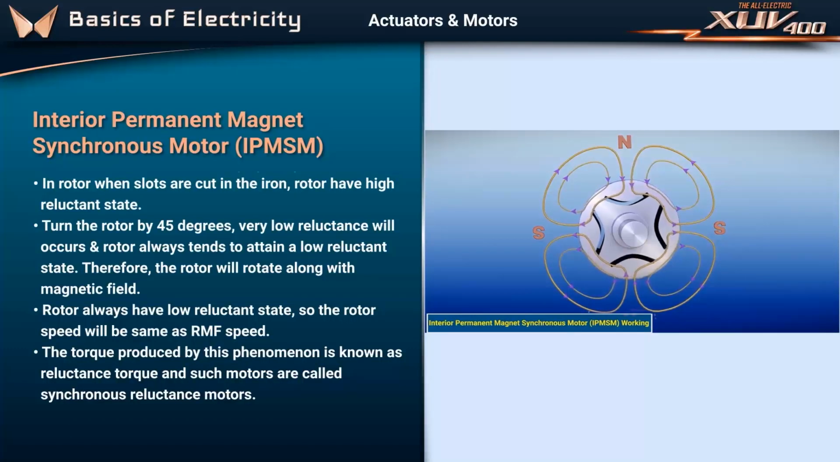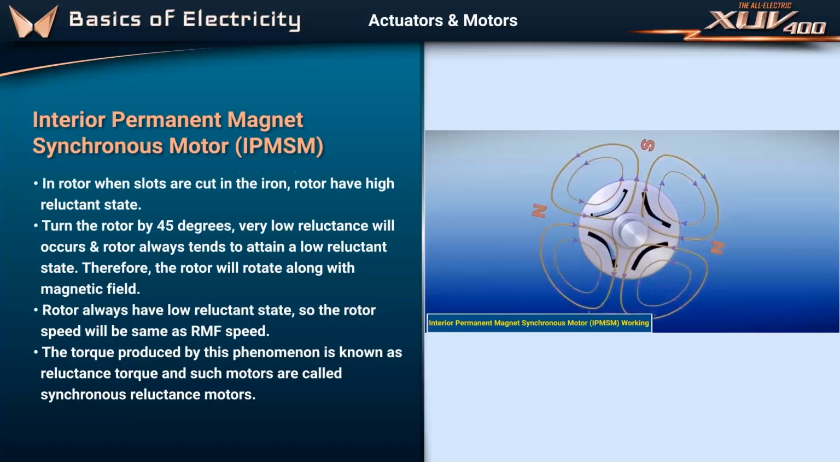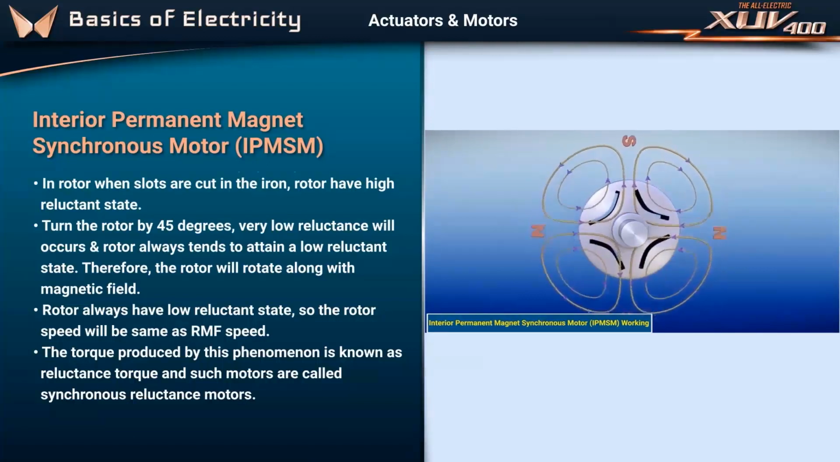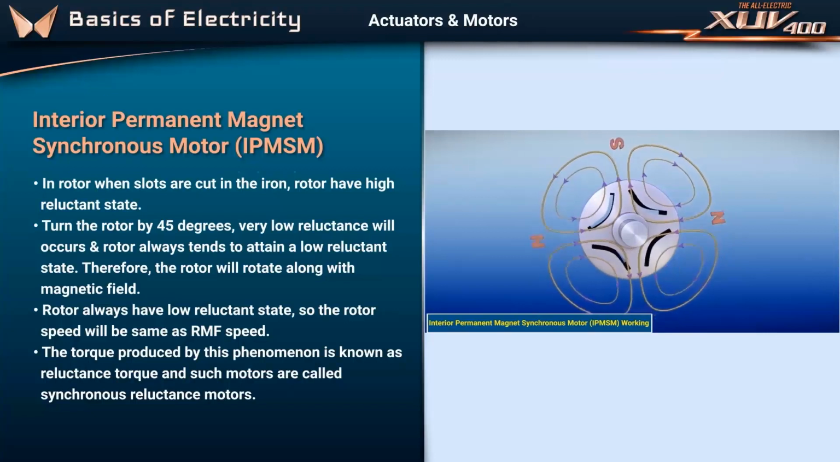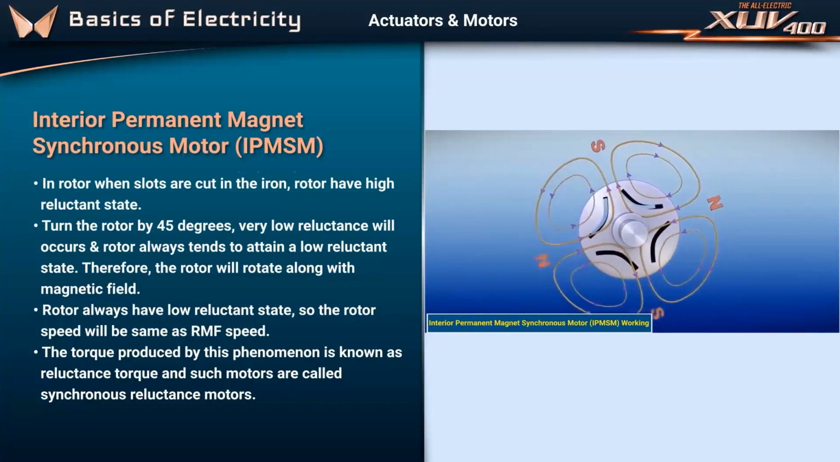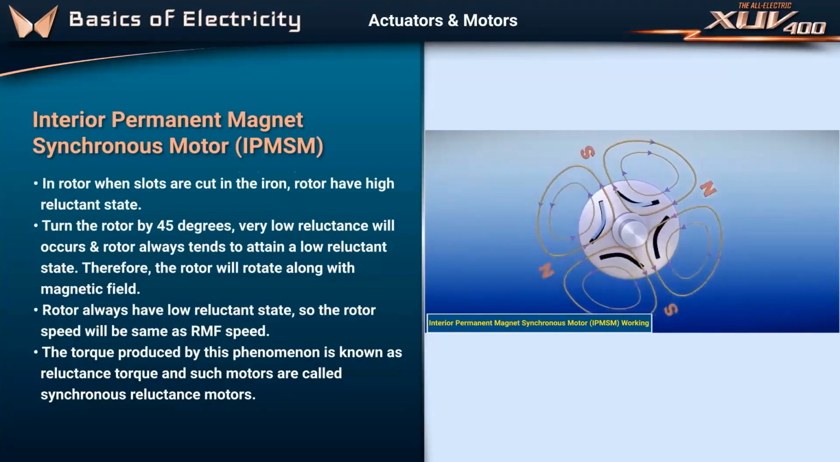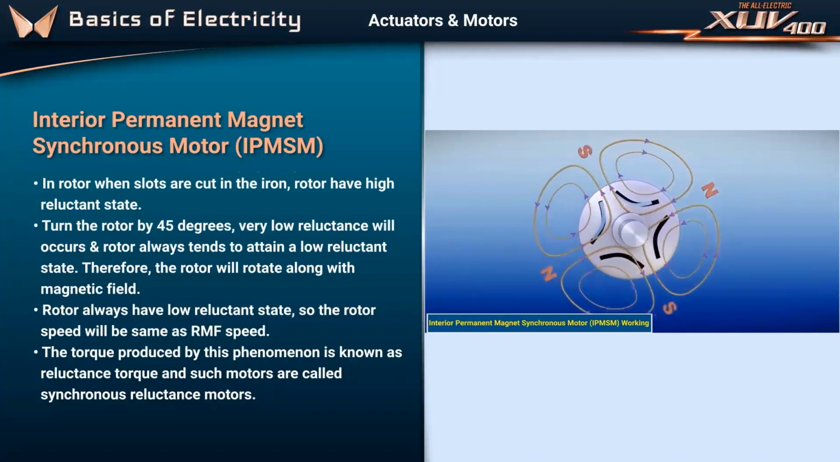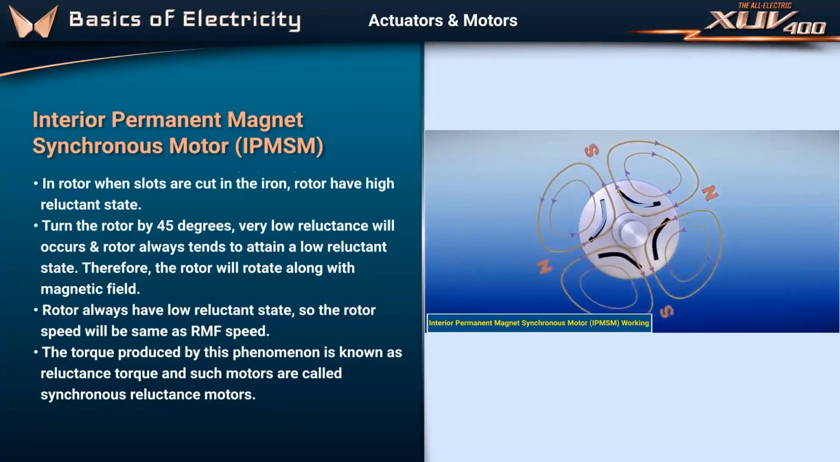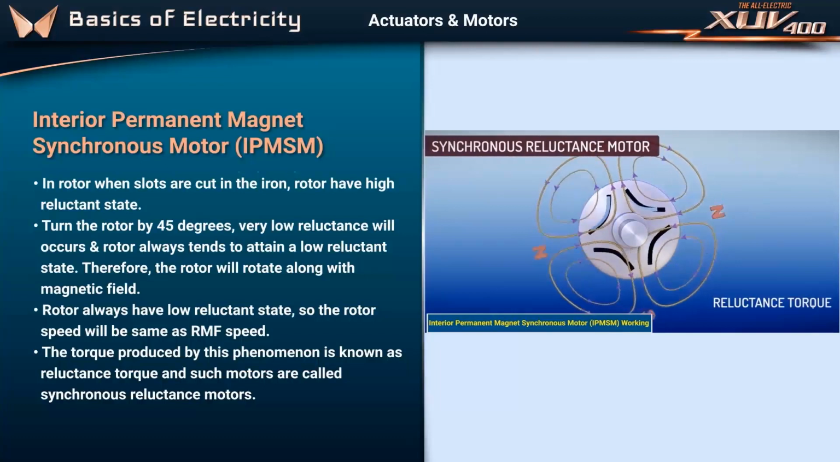Very low reluctance will occur, and the rotor always tends to attain a low reluctance state. Therefore, the rotor will rotate along with the magnetic field. Since the rotor always seeks the low reluctance state, the rotor speed will be the same as the RMF speed. The torque produced by this phenomenon is known as reluctance torque, and such motors are called synchronous reluctance motors.